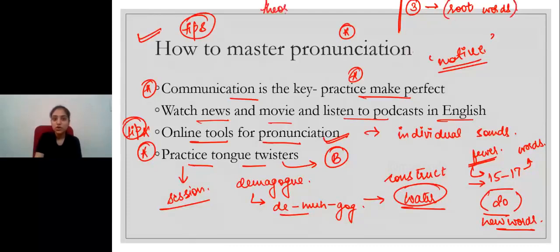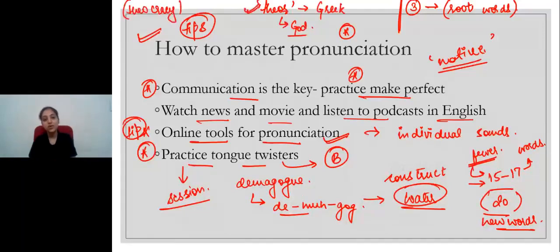There's this word called theos. This is a Greek word which means God. So this word theos is used in a number of English words, like in atheist, pantheist, theist, pantheism, theology, right? Or theocracy. So these are the words that are made out of this root word, that is theos.